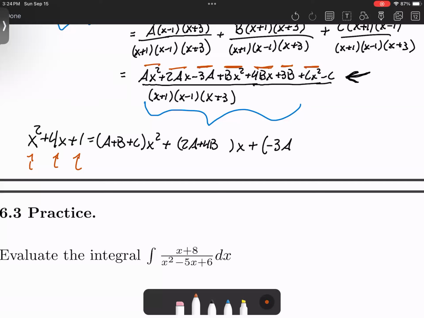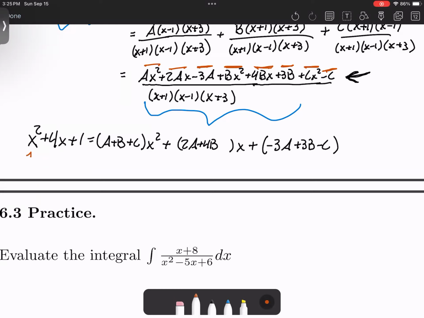And we're missing a 3b and a minus c. So you're really just matching up coefficients. You're looking at how many x squareds you have on your right-hand side involving your unknown coefficients, a's, b's, and c's, and how many x squareds you're supposed to have. So this allows us to set up a system of equations.